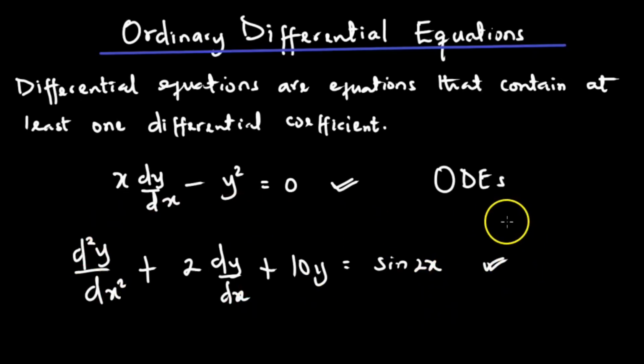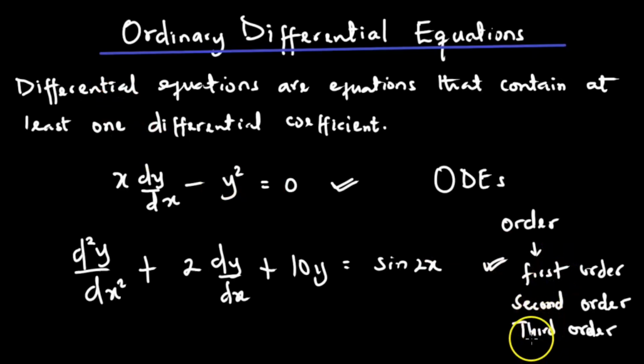Now, we have something called order. Our differential equations can be categorized into first order, second order, third order, and so on. So how can we tell which equation is first order, which is second order, which is third order?